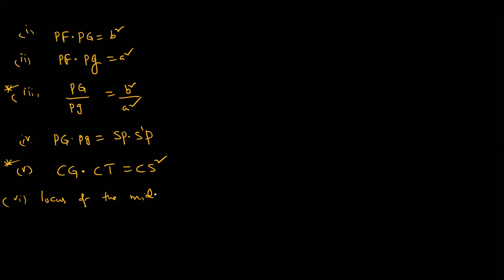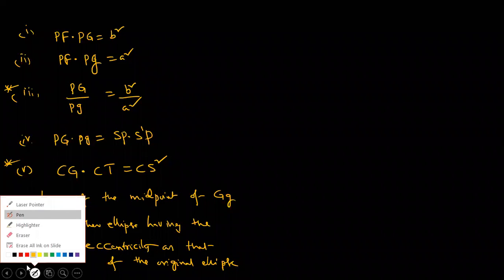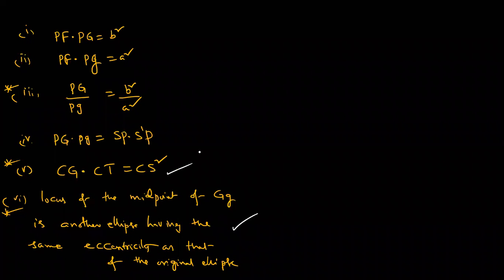The locus of the midpoint of Gg is another ellipse having the same eccentricity as that of the original ellipse. This point is very important. Please remember this one.